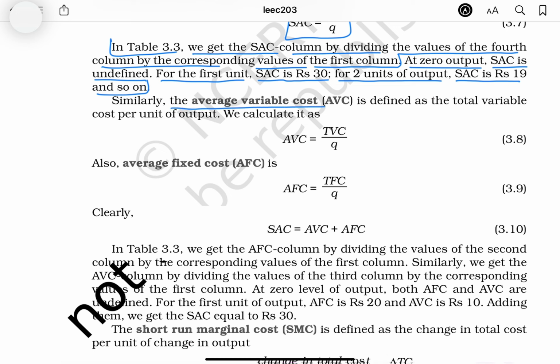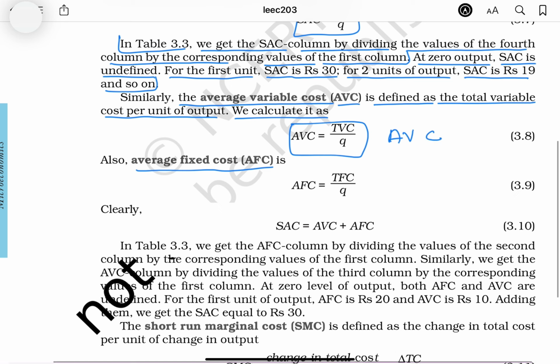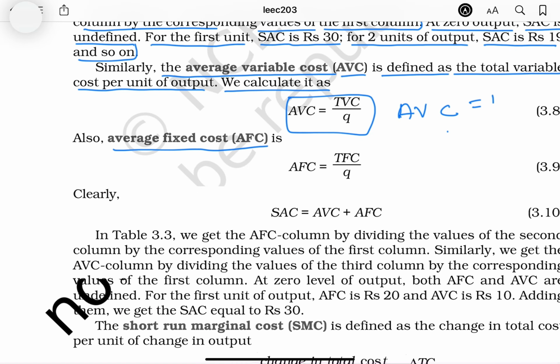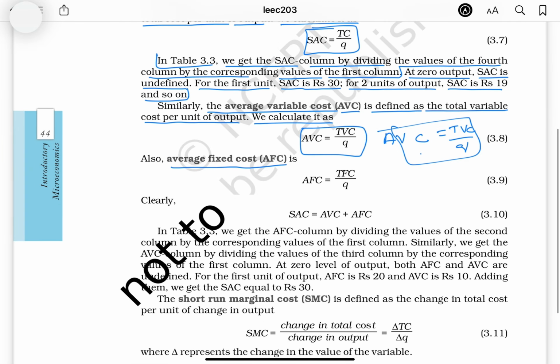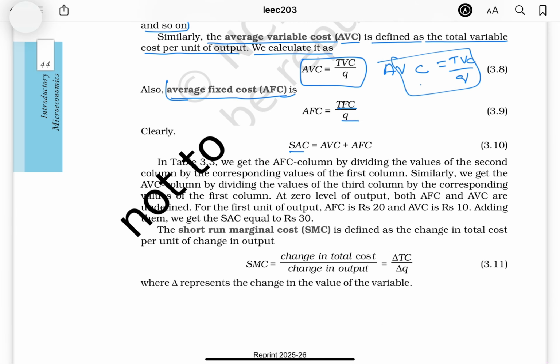Similarly, the average variable cost AVC is defined as the total variable cost per unit of output. We calculate it as AVC, average variable cost, equals TVC upon Q. Also, average fixed cost AFC equals TFC upon Q. Clearly, SAC is equal to AVC plus AFC.